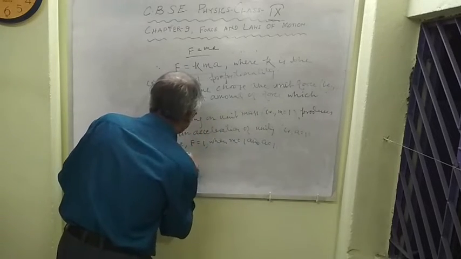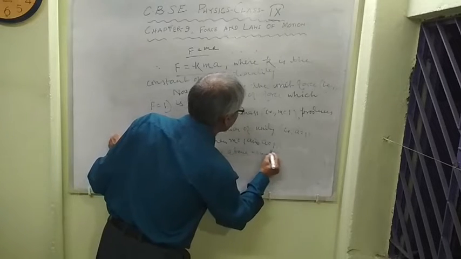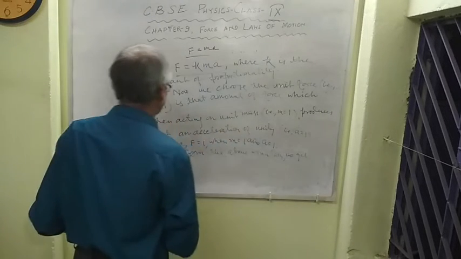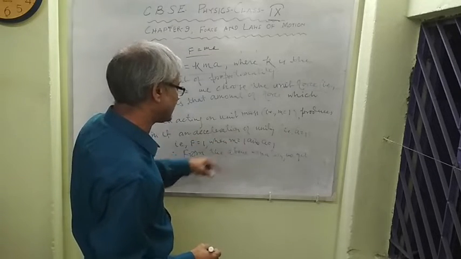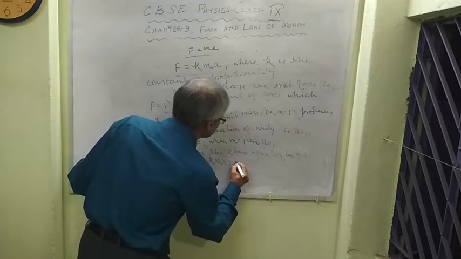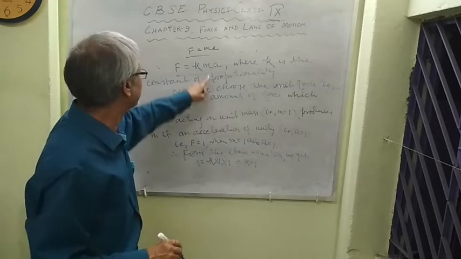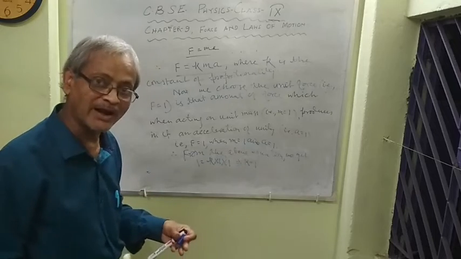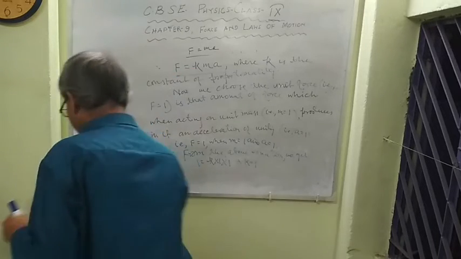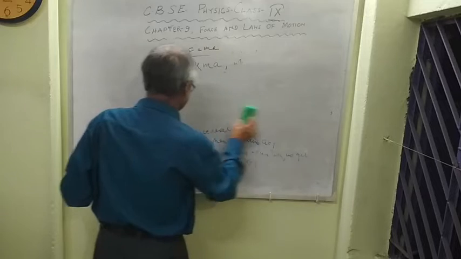Therefore, from the above equation, by putting F equal to 1, M equal to 1 and A equal to 1, that is 1 equal to K into 1 into 1, that means K equal to 1. Hence K becomes 1, and F equal to M into A.